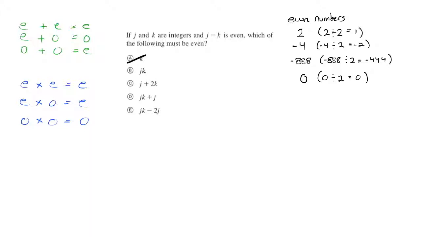If j and k are both even, then we have from here that even times even equals even. If j and k are both odd, then we have from here that odd times odd is odd. Therefore, it cannot be b.